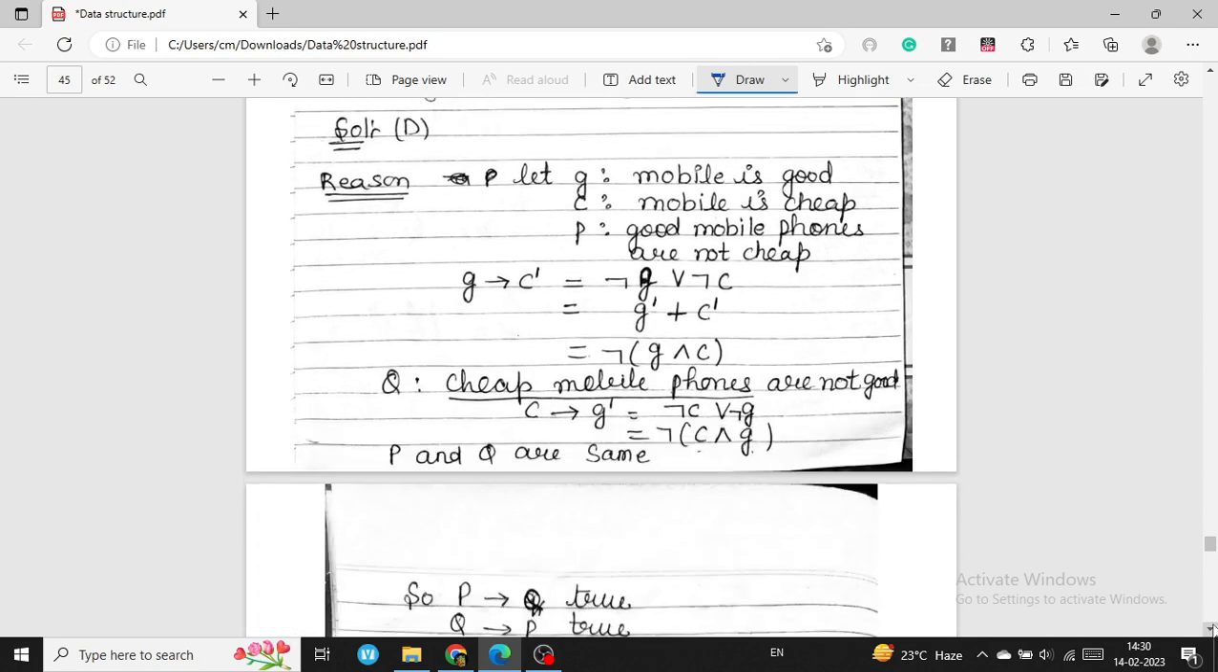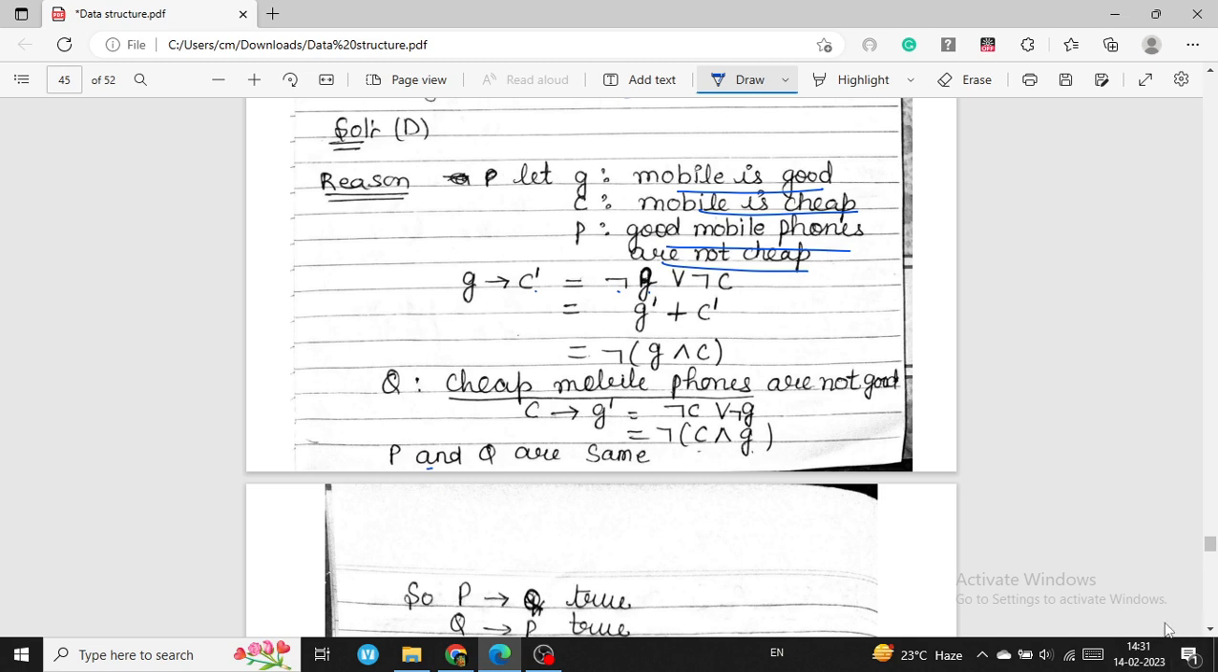We take here G for mobile good, C for mobile cheap, P for mobile phones which are not cheap. When we say G implies not C, means mobile is good but not cheap, then we take it as not G or not C. Cheap mobile phones are not good: C implies not G, that means not C or not G. Taking not G common, then C converts into and G. Means both P and Q are the same.